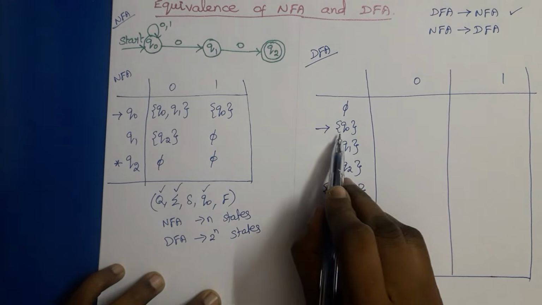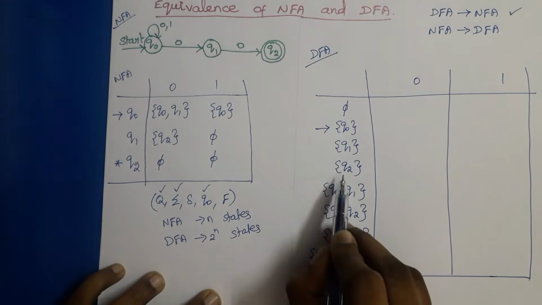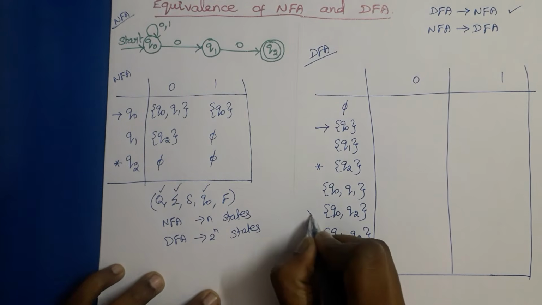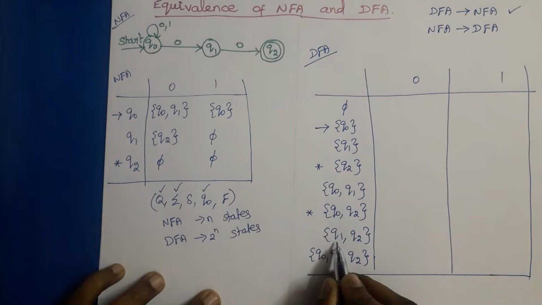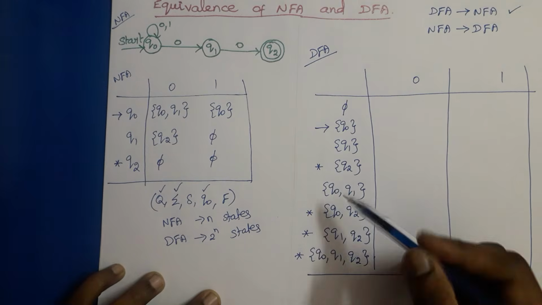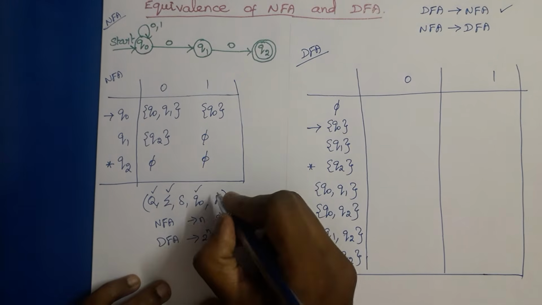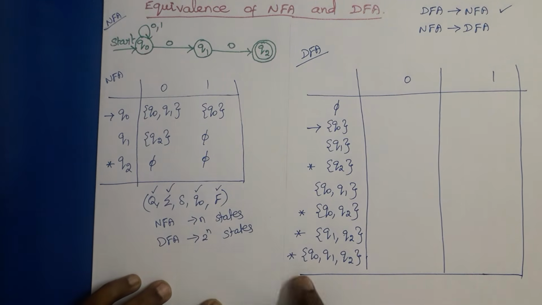So here this set is not having Q2. Here it is having Q2. So Q2 is a final state. Then Q naught Q2 is a final state. Q1 Q2 is a final state. Q naught Q1 Q2. So these 4 are the final states, because all these sets are having Q2 as a member. So the final states are also found.